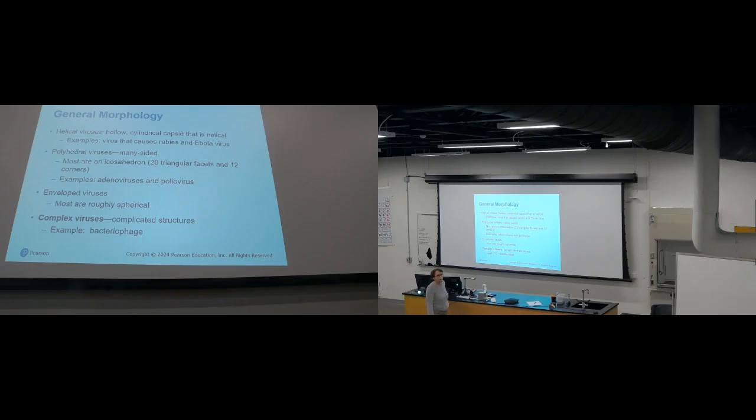And then polyhedral, instead of 12 facets, it has 20 triangular facets and 12 corners. And this is called, more specifically, an icosahedron. So they have 20 triangles, and then they have 12 corners. Examples of these icosahedron viruses will be adenoviruses and poliovirus.